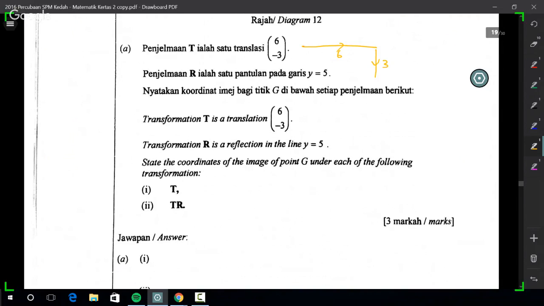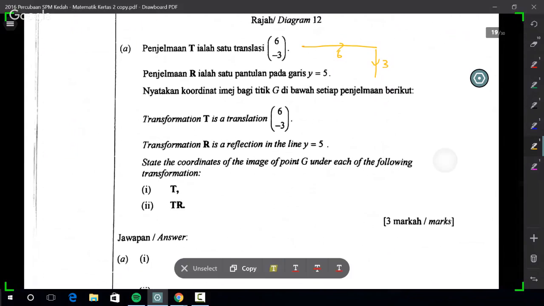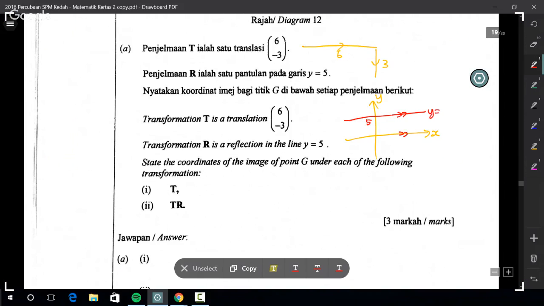And then R is a reflection in the line y equals 5. So you have to know where y equals 5 is. This is my x-axis and my y-axis. y equals 5 is basically the line over here, passing through 5 and parallel to the x-axis. This line we call y equals 5. This is your reflection line. You must know all this before you can do that.